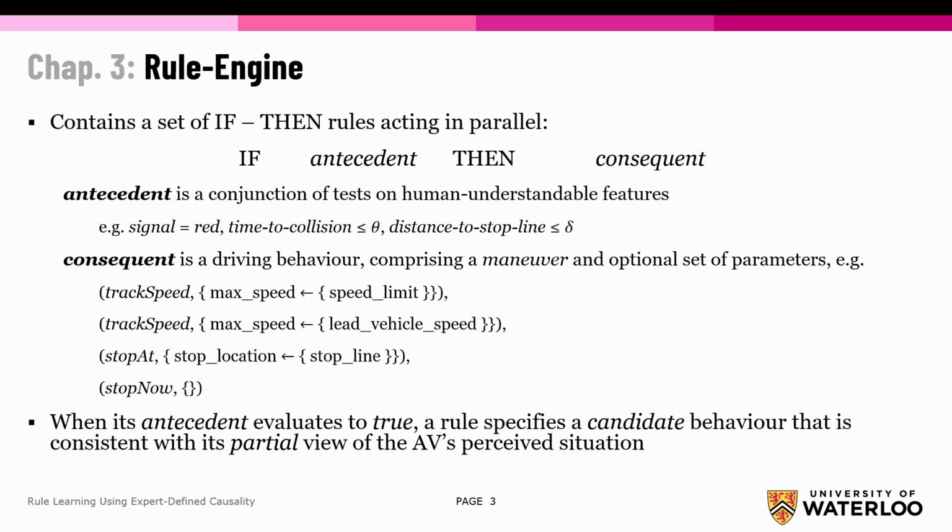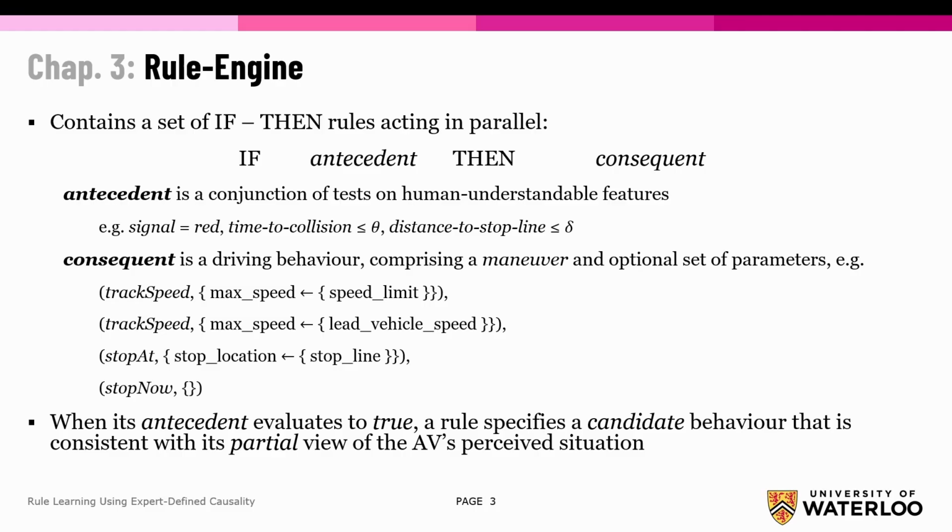All right, so this thesis assumes that we are working with a rule engine. What is this? Well, it's a set of layers of rules. Each layer of rules is a set of if-then rules, constructed as: if antecedent, then consequent. The antecedent is simply a conjunction of tests on human understandable features, such as if the traffic light is red, or if the time to collision with a vehicle is below a certain threshold.